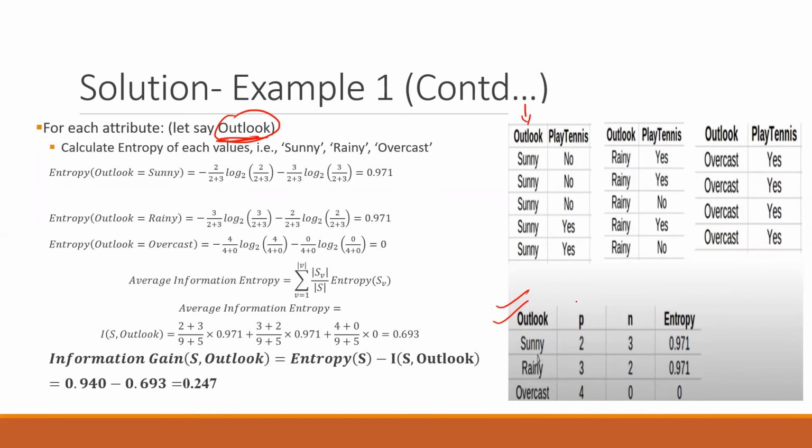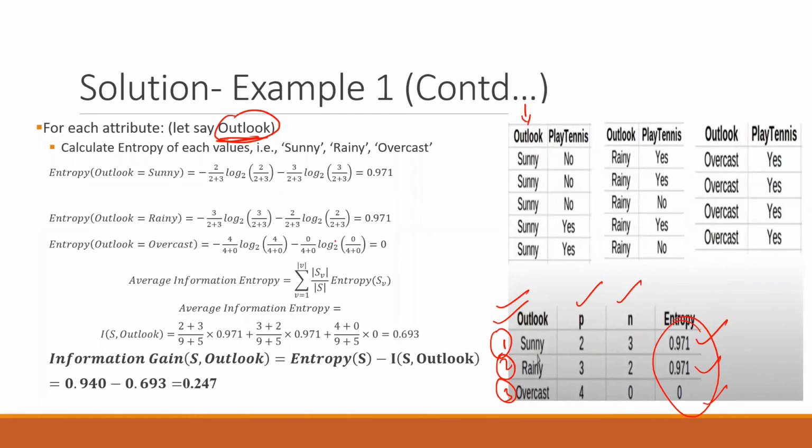After getting these p and n values for all the 3 classes in outlook, the entropy values have been calculated using the values of p and n, and the values are 0.971, 0.971, and 0. So these are the 3 entropy values. Because now we have these 3 values, we can calculate the average information entropy.